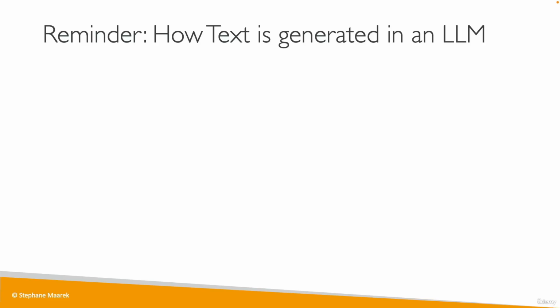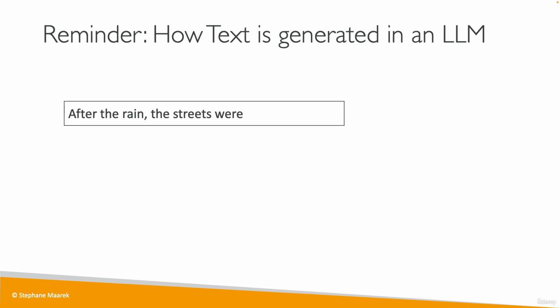So now let's talk about how we can improve the performance of our prompts in our model. First, let's step back and remember how text is being generated from an LLM. For example, we have the sentence "after the rain, the streets were", and then we have the next word that will be computed by the GenAI model.